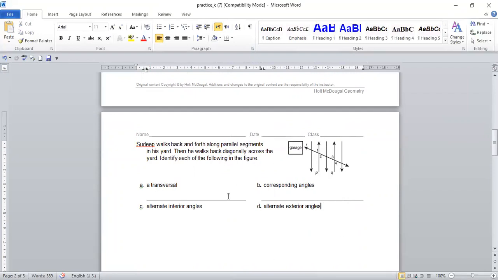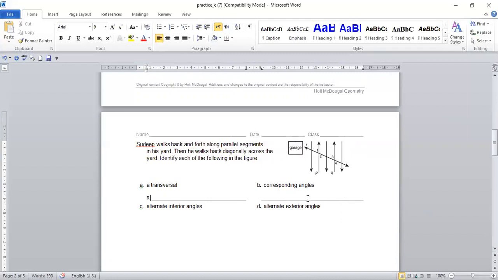How are you going to identify each of the following in the figure? A transversal. What is a transversal? A transversal means a line that cuts two parallel lines. It passes through parallel lines. So which line is passing through parallel lines? It is R. This is the transversal, because all of the others are parallel, only this one cuts them. So the transversal is going to be R.